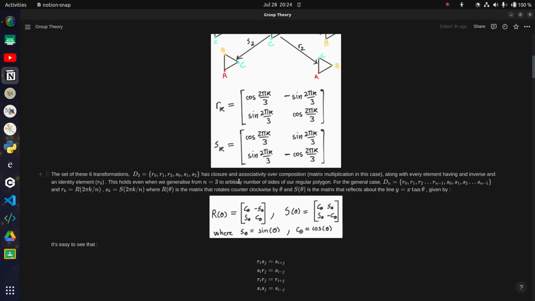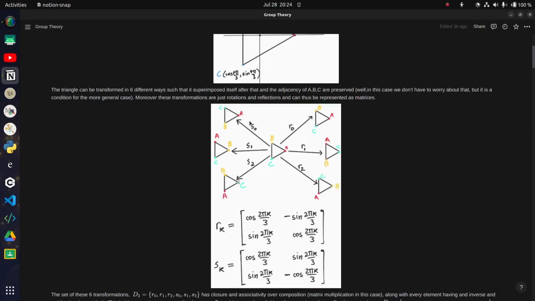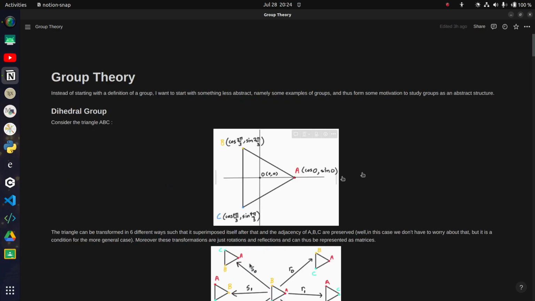So this holds even when we generalize from n equal to 3 to an arbitrary number of sides of a regular polygon. So the dihedral group is not just for the triangle, instead it's for any polygon. And the reason we put a di- over there is because this polygon, we don't think of it as just some 2D thing, we think of it as something that has two sides. So you can also reflect the polygon, and that's why di-. Two polygons, if that makes sense.